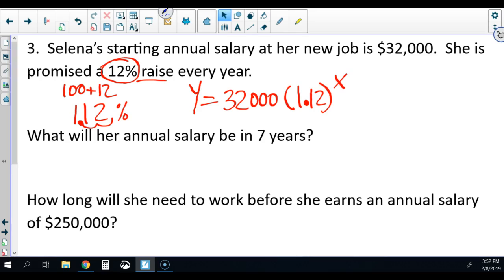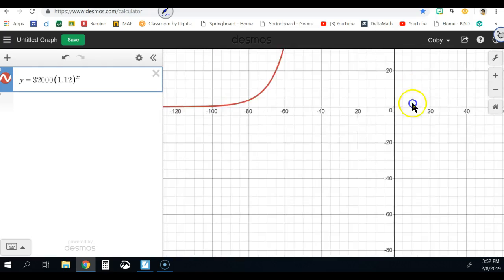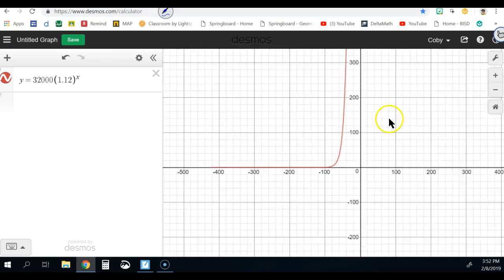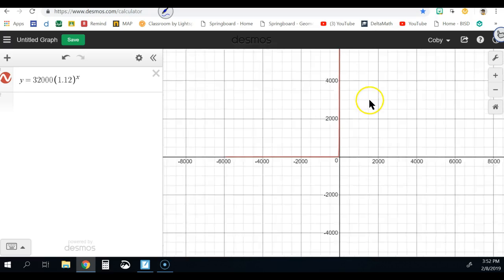Okay, so yes, this equation will give you the graph of Selena's salary for every year from here on forever. We want to look at that. We can type in the equation y equals 32,000 times 1.12 to the power of x, and zoom way out. And it curves. Eventually it'll get way up there.